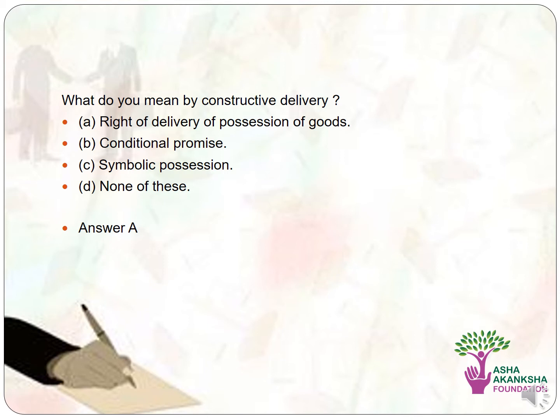Let's move on to the next question. What do you mean by constructive delivery? Options are A, right of delivery of possession of goods. B, conditional promise. C, symbolic possession. And D, none of these. The answer to this question is option A, that is, right of delivery of possession of goods.